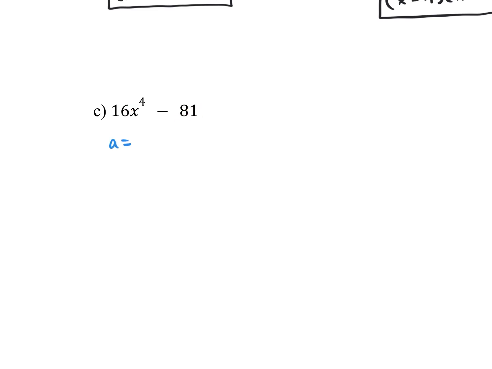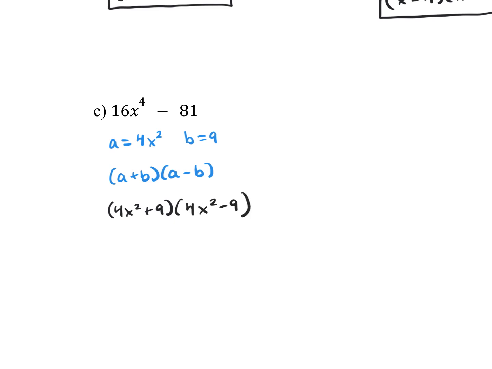So here, my a value is 4. Instead of just being 4x, it's 4x squared. And here my b value is just 9. Remember, my formula is a plus b times a minus b. So I can do 4x squared plus 9 times 4x squared minus 9. And then I should always check to see if I can factor a little bit more. This I cannot factor because there's no such thing as sum of two squares.